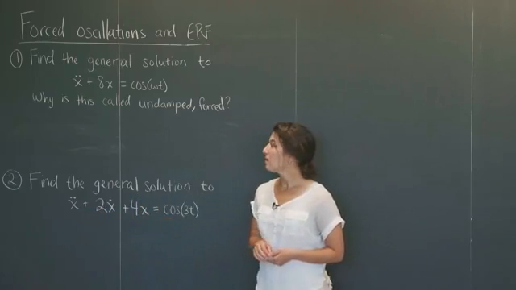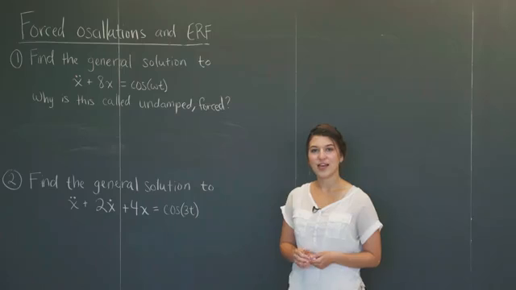In the second part, we'll find the general solution to x double dot plus 2x dot plus 4x equals cosine of 3t. Go ahead and pause the video to work through these problems on your own, and I'll be back in a moment.